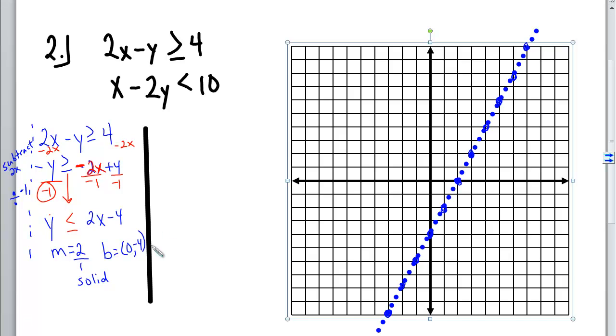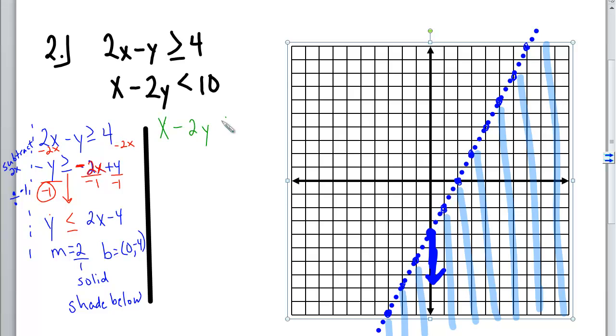Now I need to shade. This is less than, so we shade below. So draw an arrow from the beginning ordered pair. Since we're shading below, we shade down. So this is the area that I want to shade. I'm finished with the first equation. Let's look at the second equation.